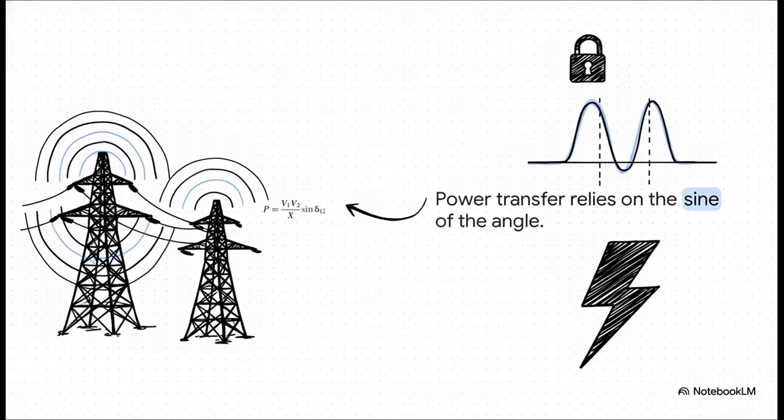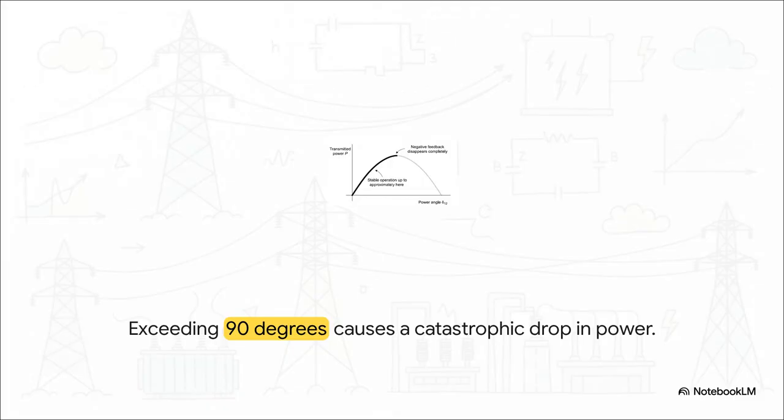That entire equation is multiplied by the sine of the angle between the two voltages, which engineers call the power angle. Because it relies on the mathematical sine wave function, the actual power transfer has a strict, locked physical ceiling. No way around it. If we follow the curve of that math, as the angle between the two power stations increases, the transmitted power goes up, reaching its absolute peak at exactly 90 degrees.